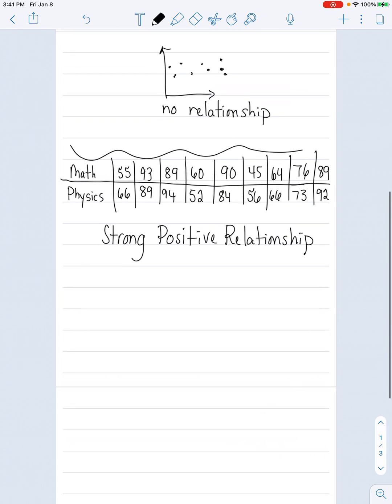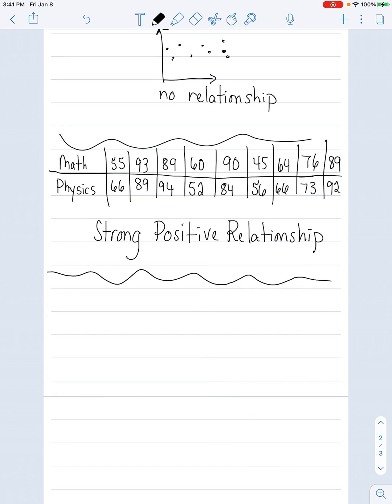And last but not least, sometimes they just give you words, guys. Sometimes they give you situations and they say, what's the relationship? Or is there an association or a trend? So let's try some of those. Now, we already said that there are positive, negative, just a quick review, and no relationships.